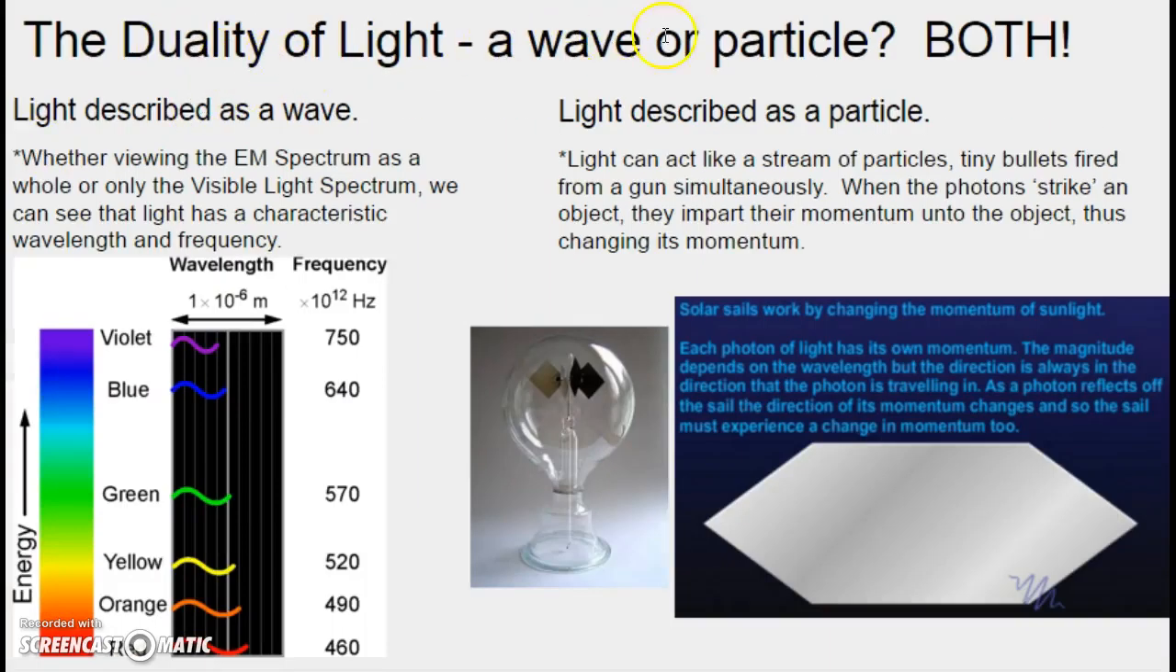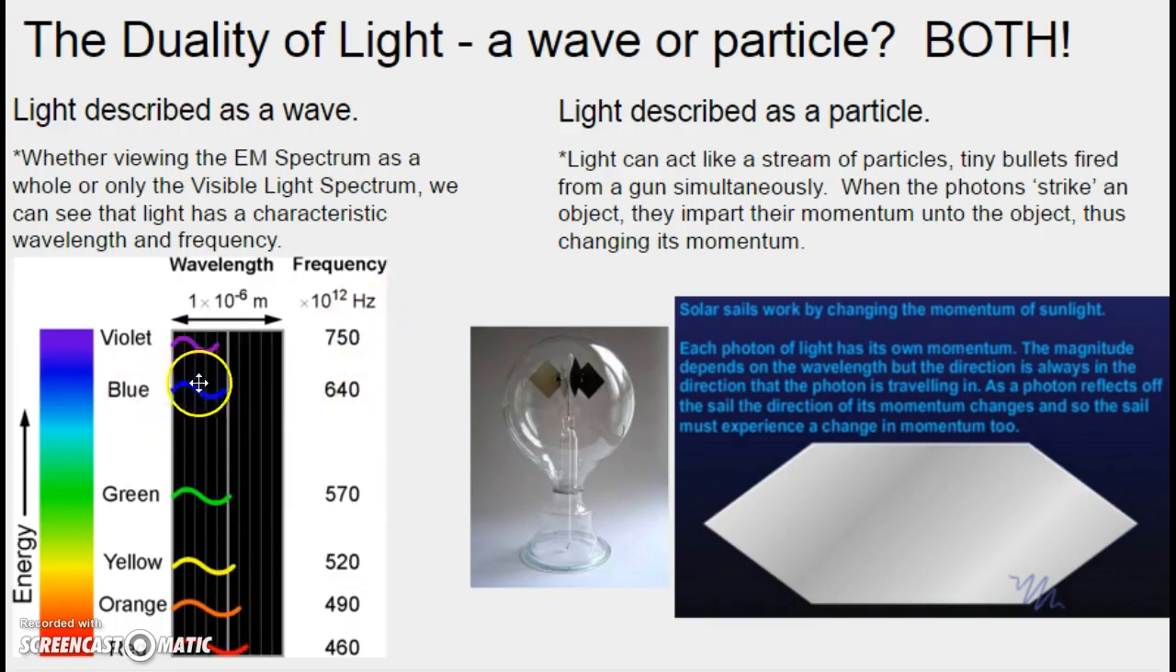So the duality of light: is it a wave? Is it a particle? Well, it's actually both. Light can be described as a wave. Whether viewing the electromagnetic spectrum as a whole or only the visible light spectrum, we can see that light has a characteristic wavelength and frequency. As the wavelength here is short, it is associated with a larger frequency.